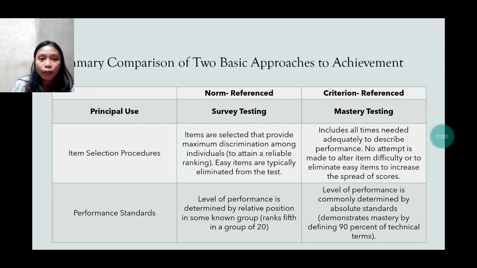Well, in the principal use of performance standards, in norm reference or survey testing, the level of performance is determined by relative position in some known group, for example rank 5th in a group of 20. While in criterion reference, the level of performance is commonly determined by an absolute standard, so it demonstrates mastery by, for example, defining 90% of technical terms. So this is the same as what we discussed earlier.